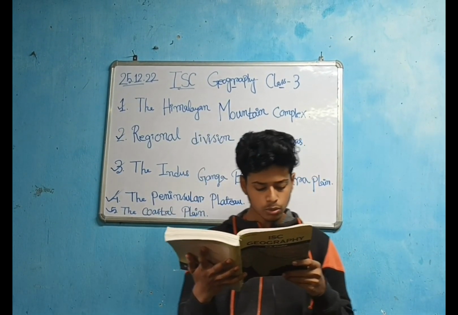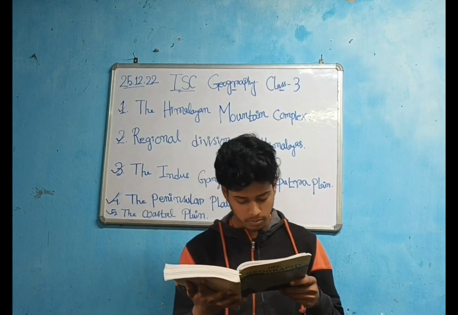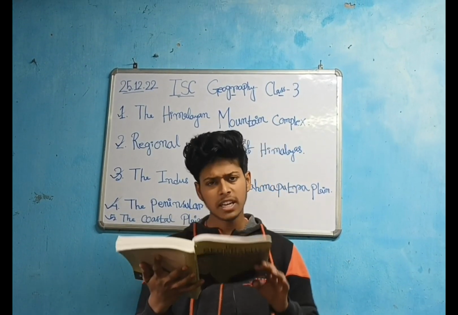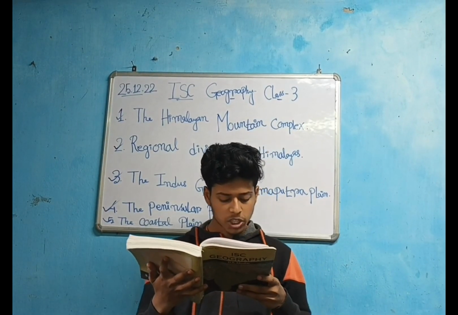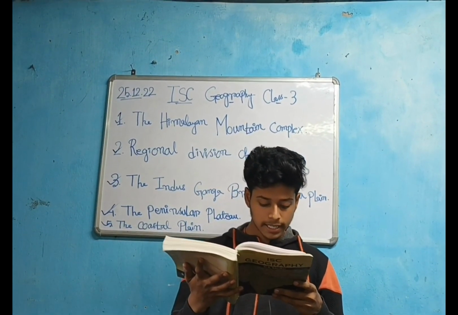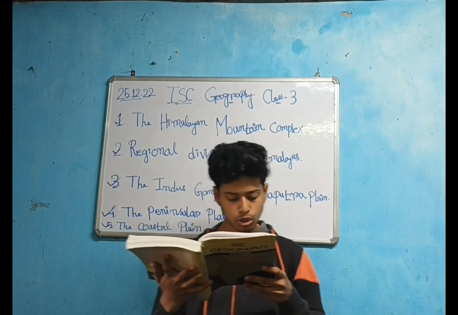There are several lagoons, especially in the southern part of the western coastal plain. The lagoons are comparatively fewer in the eastern coastal plain as compared to the western coastal plain. The western plain has an indented coast which supports many ports.